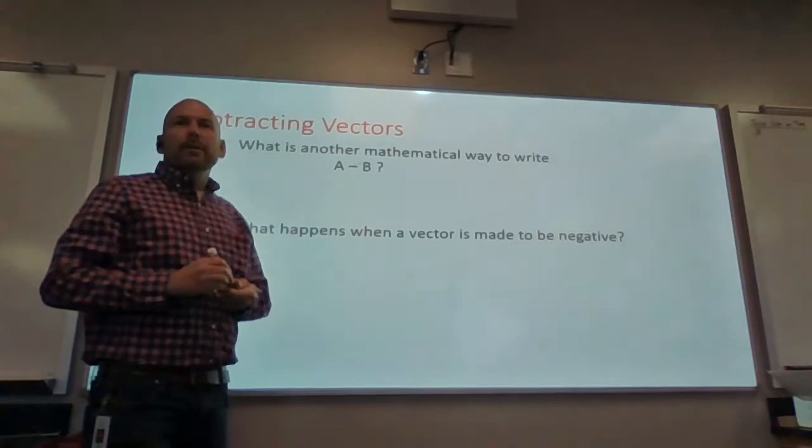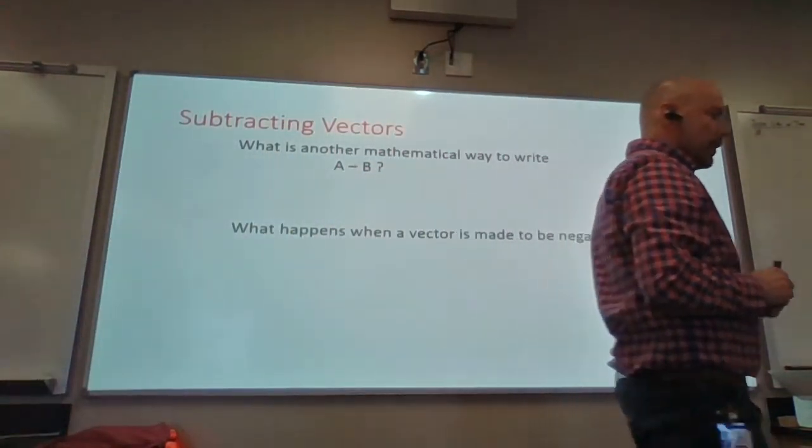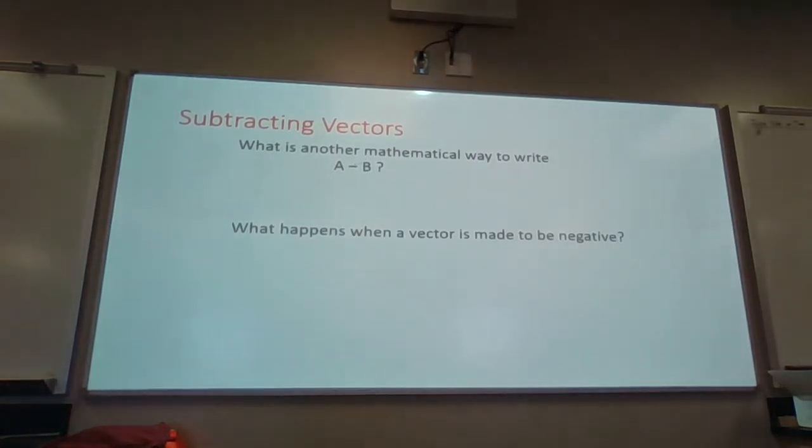A plus a negative b. Okay, what do we do when we make a vector negative? It goes the other way. Flip it 180 degrees, goes in the opposite direction. Good with that? Okay, is a minus b the same thing as b minus a? No, so be careful.